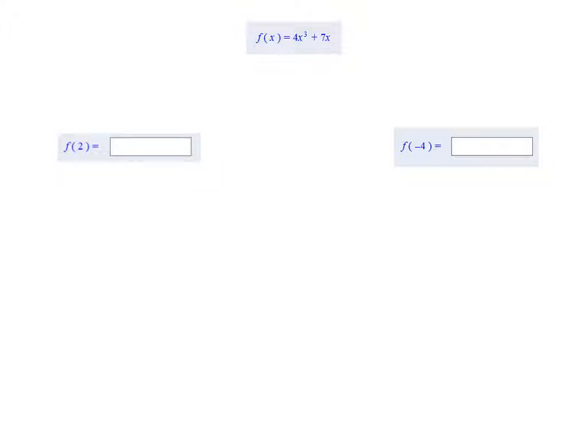So here we go. F of negative 4 means plug negative 4 in for the x value. So that's going to be 4, and then I'm going to have a negative 4, and it's going to be raised to the 3rd power, plus 7. Oh wait, look, there's another x. I have to put a negative 4 in for that one as well.